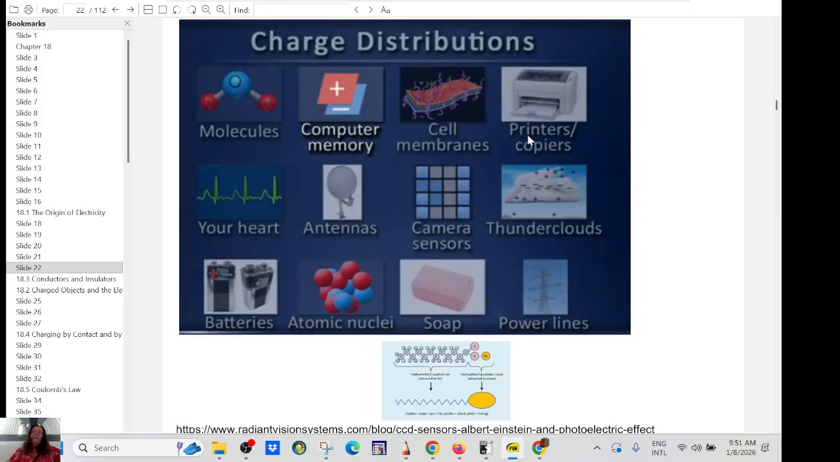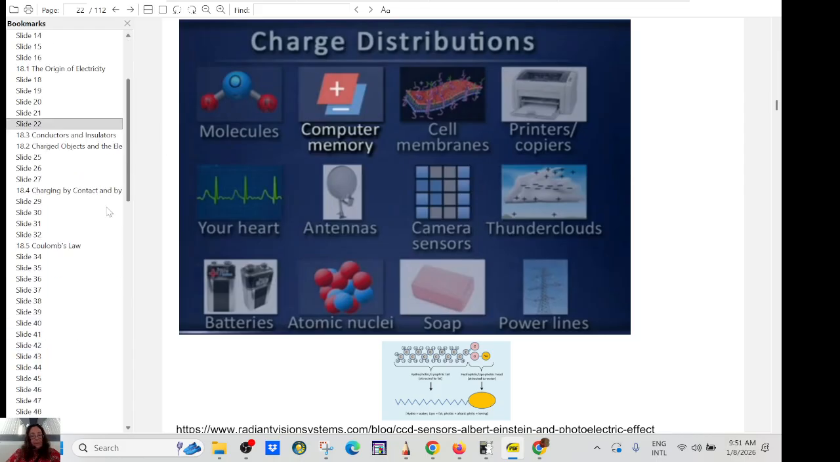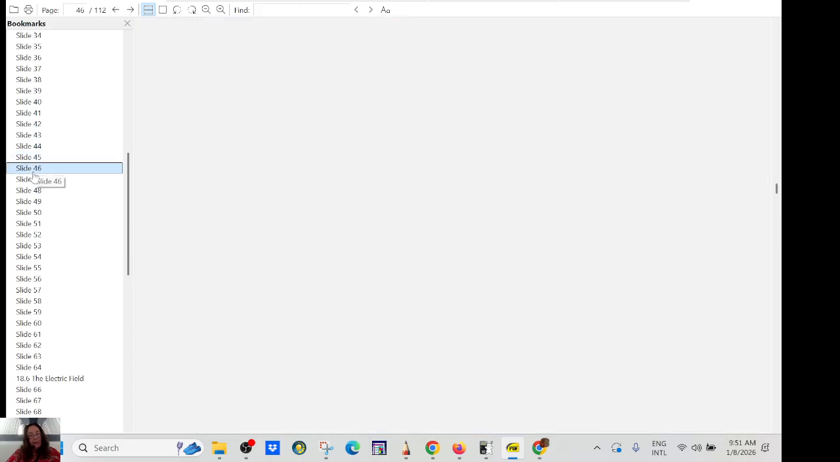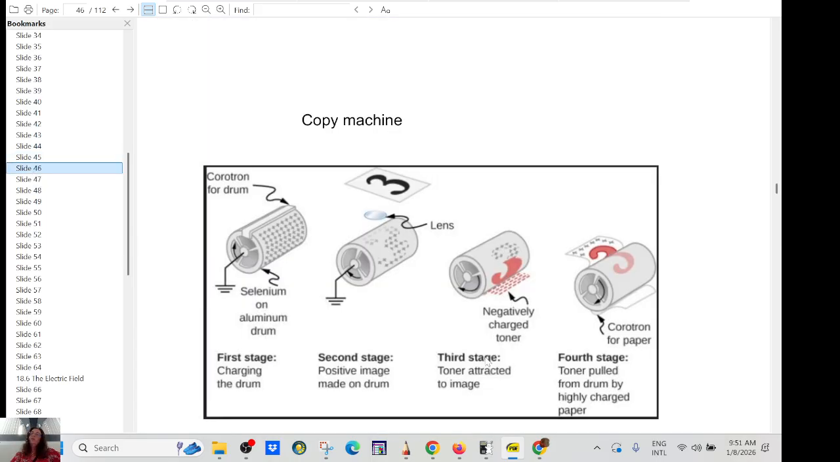Okay, what else? Printer. Printer, I can skip to, I don't know, somewhere. Okay, works also because of distribution of charges.